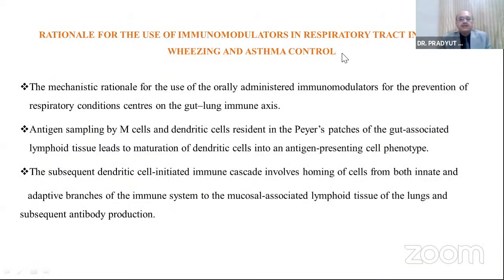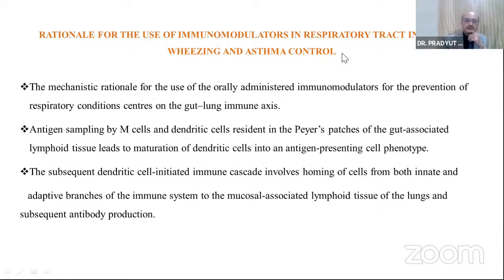So what is the rationale for the use of immunomodulators in respiratory tract infections and also in preventing wheezing and asthma control? The mechanistic rationale for the use of orally administered immunomodulators for the prevention of respiratory infections centers on the gut-lung immune axis. I will explain what is meant by the gut-lung immune axis. A lot of research is telling us that the immune system is basically developed from the gut, and from there the lung gets protected. So this gut-lung immune axis is the most important component of immunoprotection.